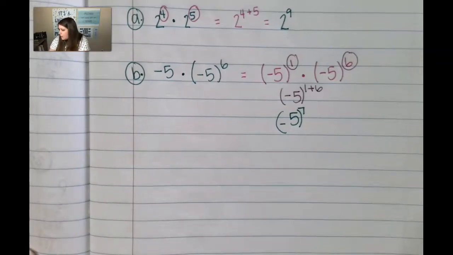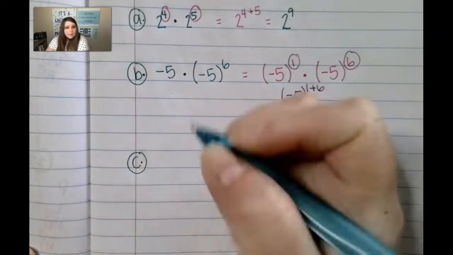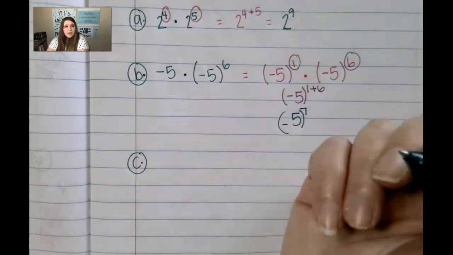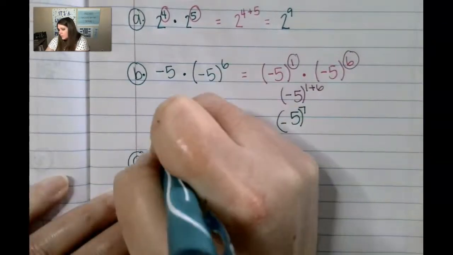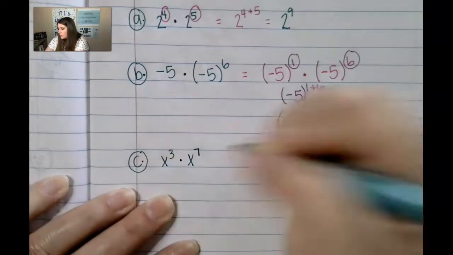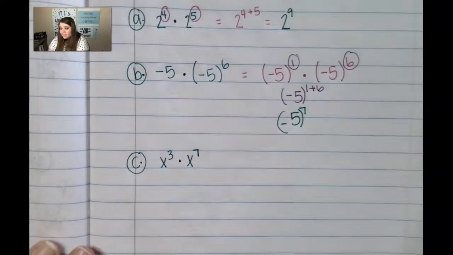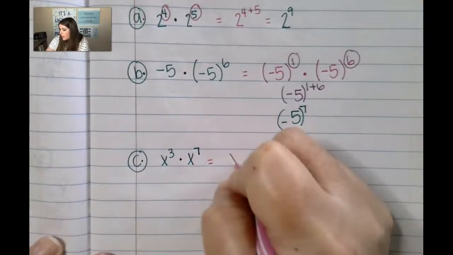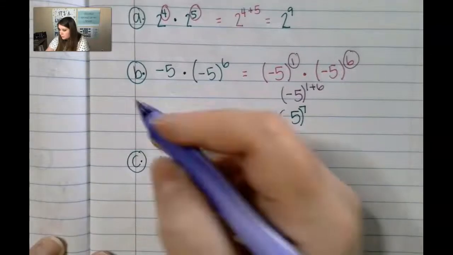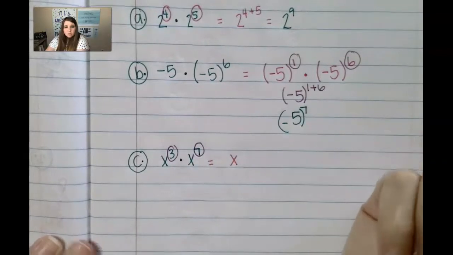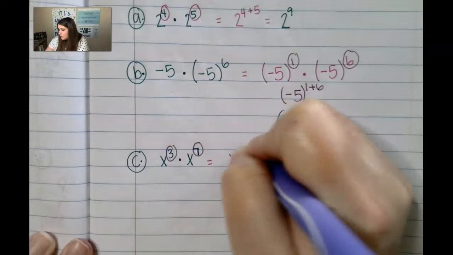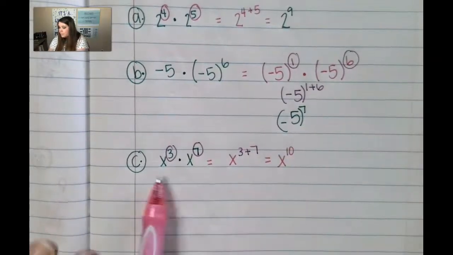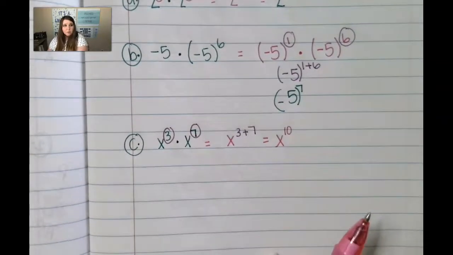Okay, so let's do another example. Example C uses some letters for you. So if we were looking at algebra, how to simplify this down, if we had x to the third times x to the seventh, we again would solve it the exact same way. First, we're going to look at what the base is. Well, the base is x. So we have x, and now we're going to look at these exponents, and we're just going to add them. So this is saying 3 plus 7. So my final answer is x to the power of 10. This works because of the product of powers property.